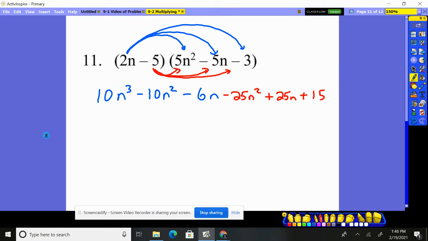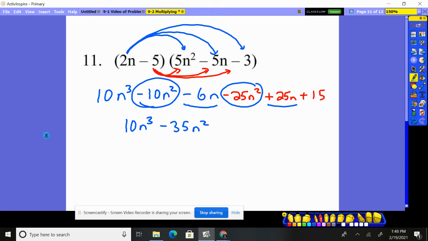Now we're going to put things back together. 10n cubed. Lose 10n squared. Lose 25. You've lost 35n squareds. Then lose 6n, gain 25n, you've gained 19n, and then the number 15, and there's our answer.